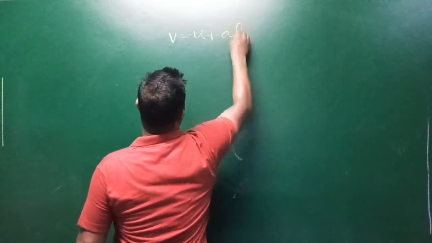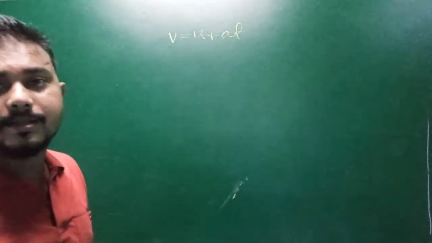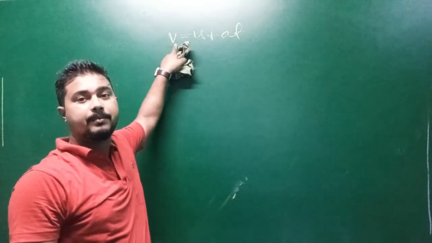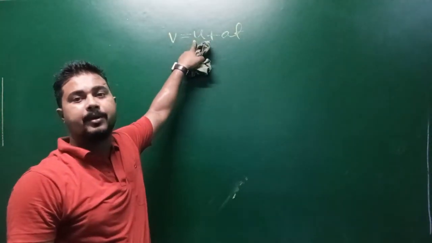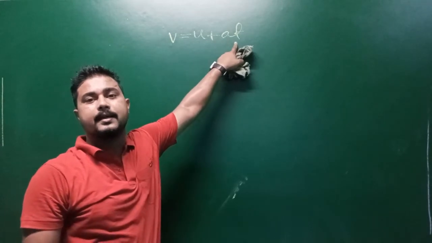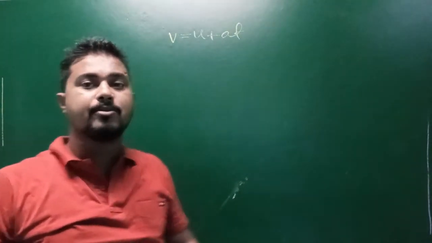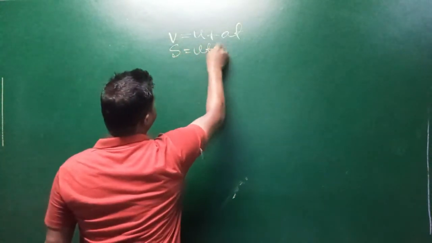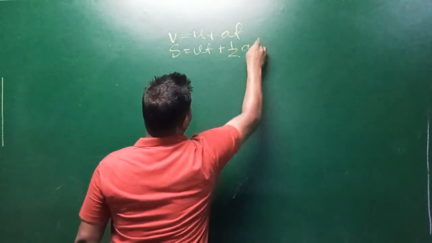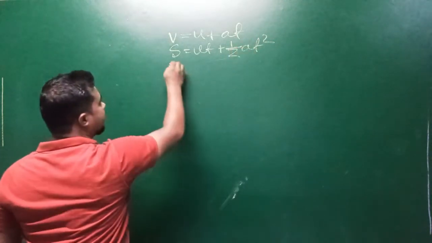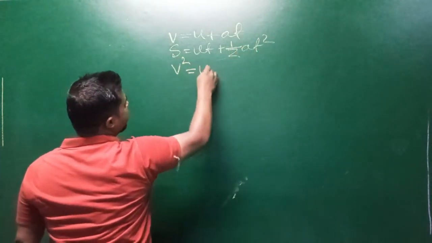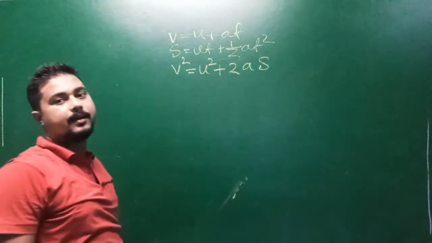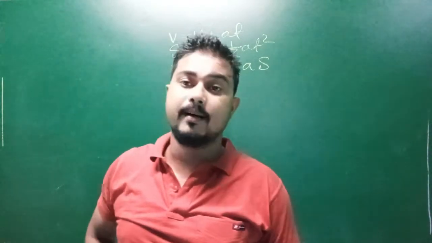v equals u plus at. Hope you are able to see this. Here v is the final velocity of the body, u is the initial velocity of the body, a is the acceleration of the body and t is the time. The second equation is s equals ut plus half at square, and the third equation is v square equals u square plus 2as. These are the main three equations of the linear motion.